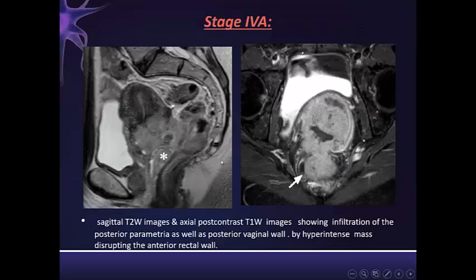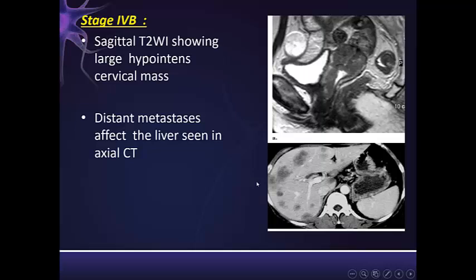4A, if it is infiltrating the adjacent organs, infiltrating aggressively, this is infiltrating the anterior wall of the urinary bladder, with loss of the mucosal layer of the urinary bladder, and the mass is seen infiltrating here in the urinary bladder. And here it is infiltrating the rectum. And here, stage 4B, there is distant metastasis to the liver. So here also there is distant metastasis to the liver.